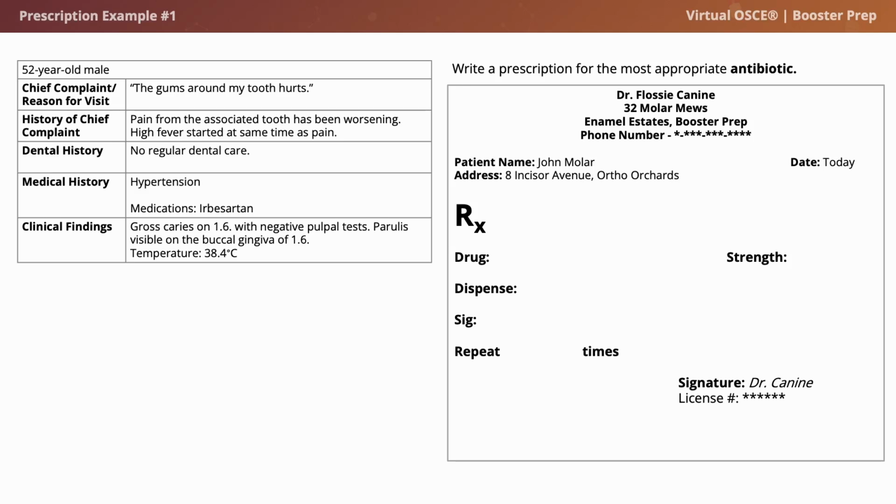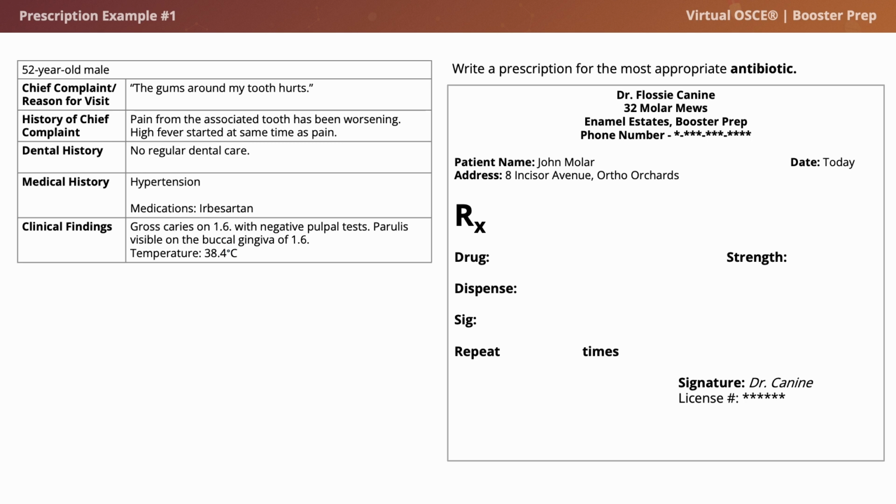Okay, so we're back with another prescription writing question. Here we're being asked about a patient that is a 52-year-old male whose chief complaint is that the gums around his tooth hurt. The history of the chief complaint and the medical history will be really important because here we're looking for indications for prescribing whatever antibiotic or analgesic you'll be writing a prescription for.